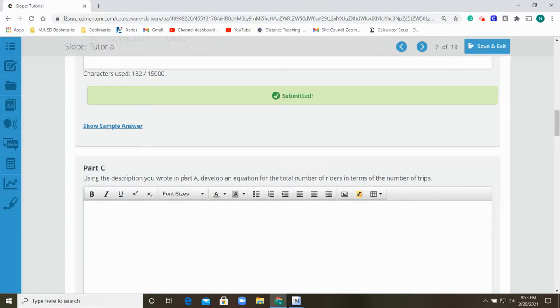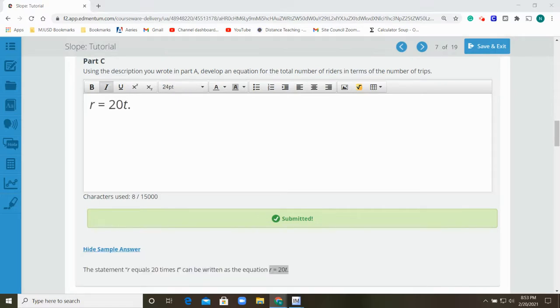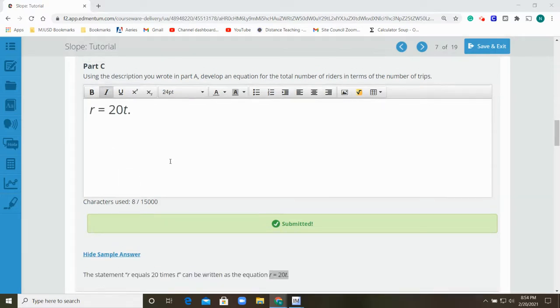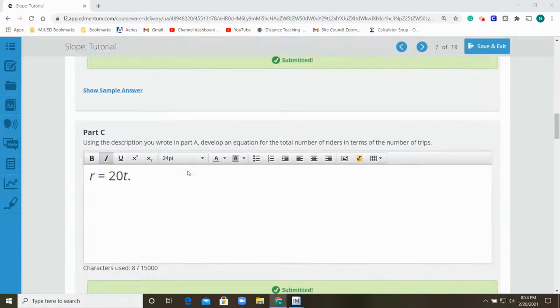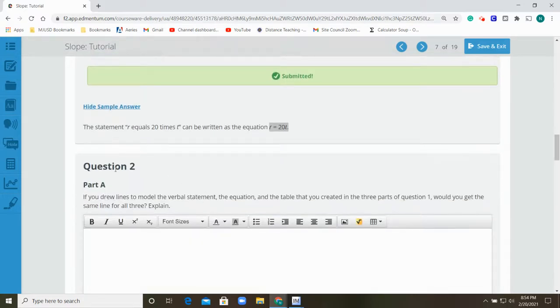Using the description you wrote in Part A, develop an equation for the total number of riders in terms of the total number of trips. And we did that in Part A up here. R equals 20 times the number of trips. See? Riders equals 20 times T. The statement R equals 20 times T can be written as the equation R equals 20 times T.